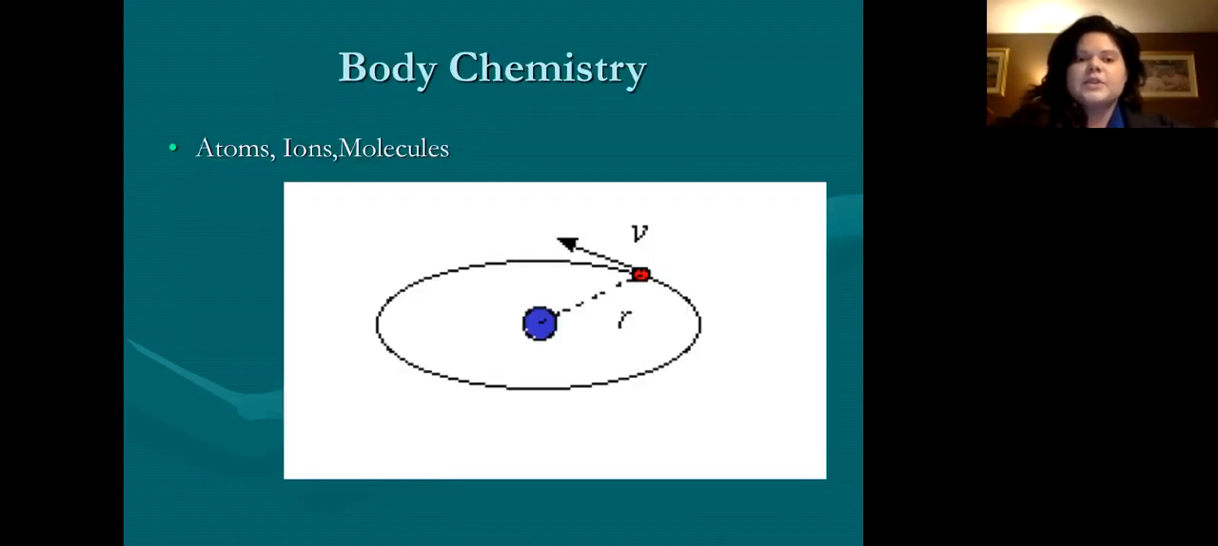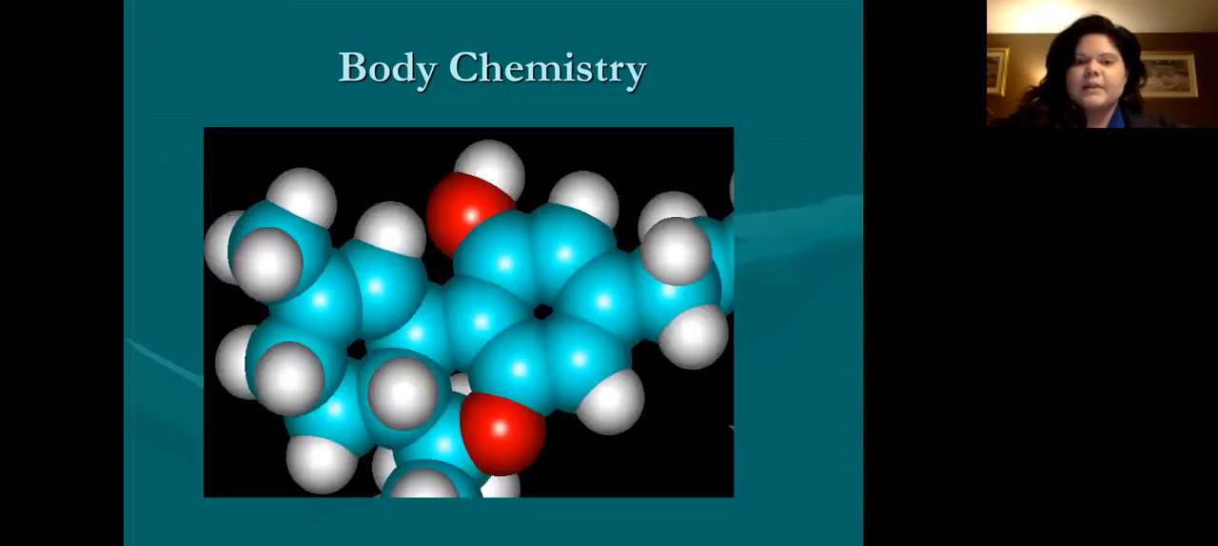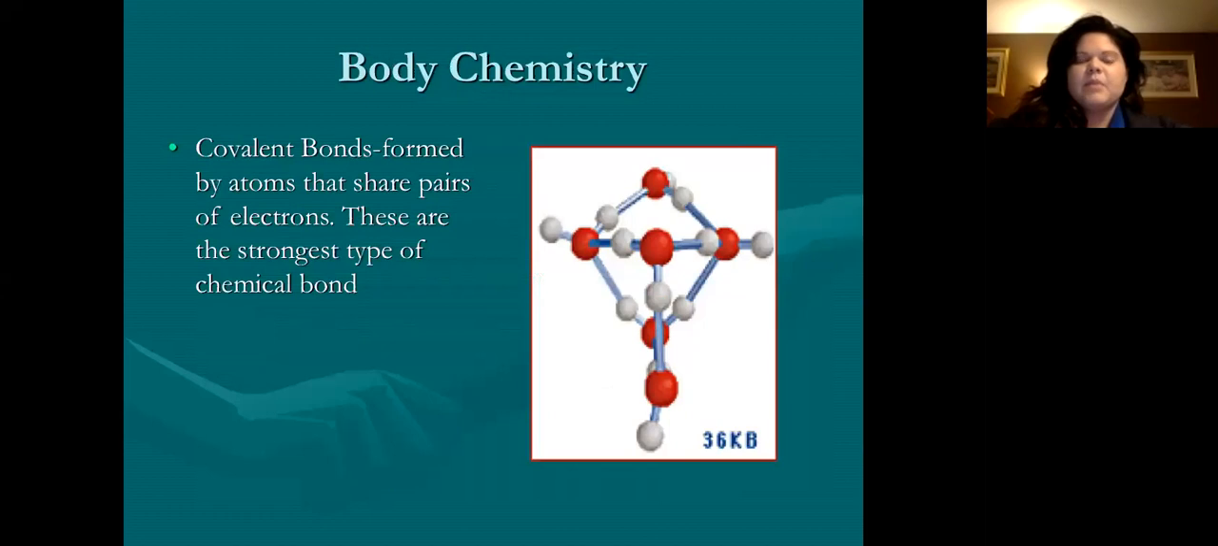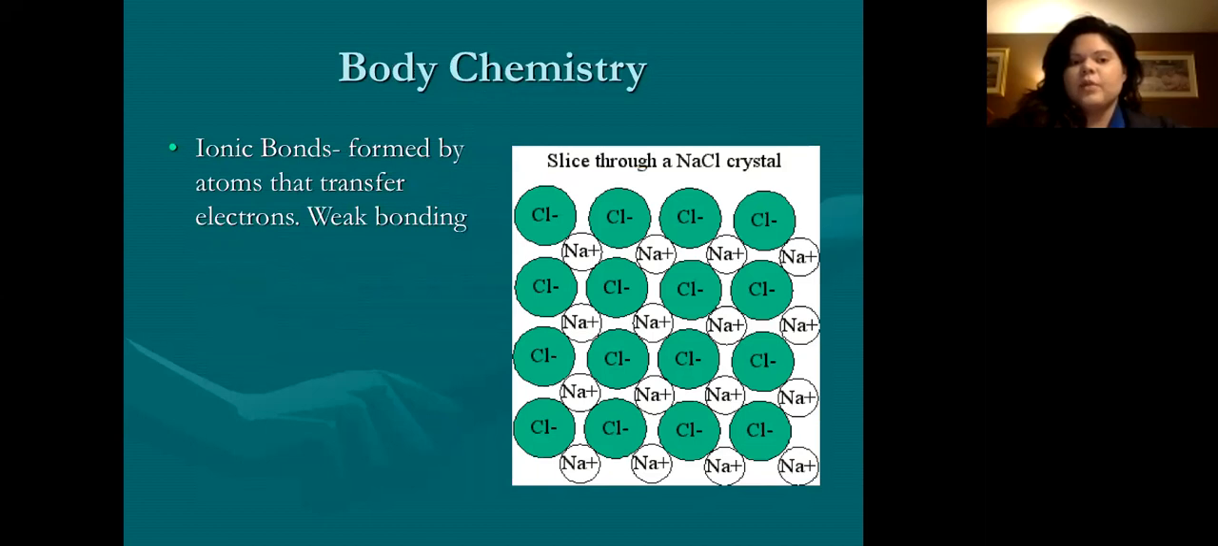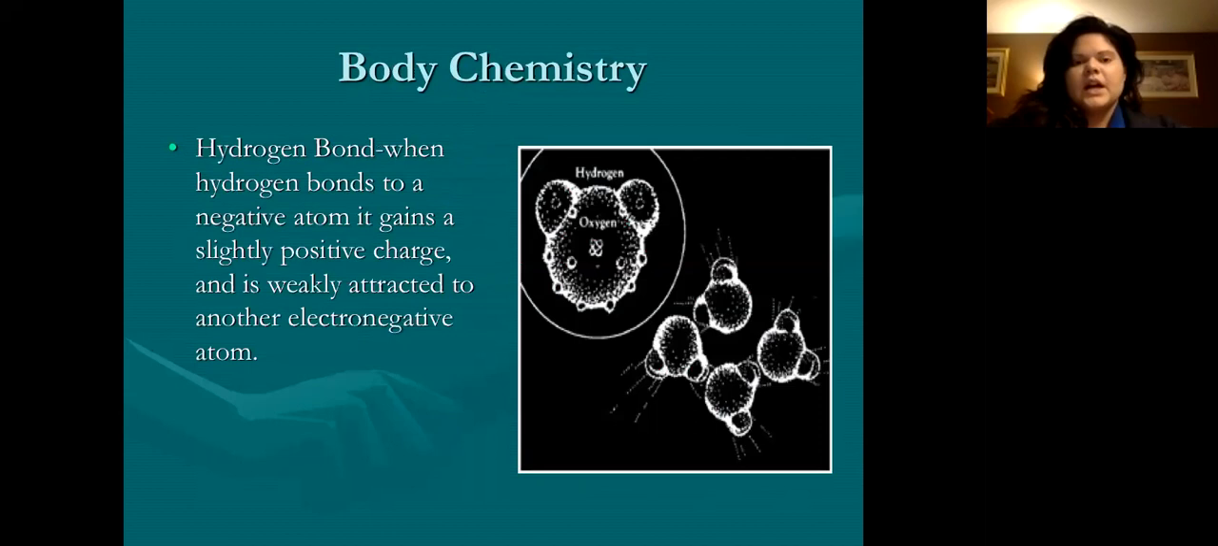As far as body chemistry, atoms, ions, and molecules are going to make that up. Different bonds are formed. We have covalent bonds. They're going to be formed by atoms that share pairs of electrons. These are the strongest type of chemical bond. Ionic bonds are formed by atoms that transfer electrons, and there'll be weak bonding. Hydrogen bonds, when a hydrogen bonds to a negative atom, it gains a slightly positive charge, and it's weakly attracted to another electronegative atom.